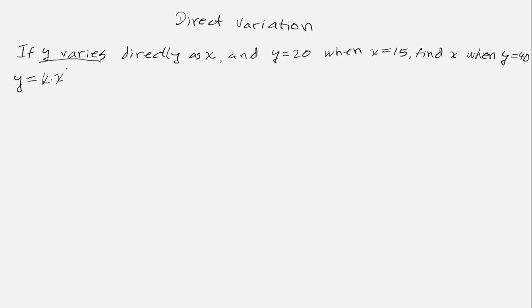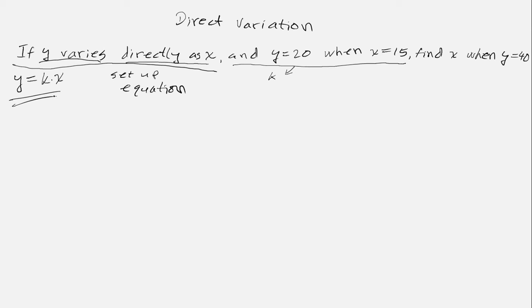So if y varies, that means we need to say y equals. We put k on the other side, and then directly as x, that means it's going to be times x. If it's inversely, then it will be divided by x, right? So this time we have direct variation. And then this part right here will actually help us figure out k. So the first part, all of this right here, that's to set up the equation, right?